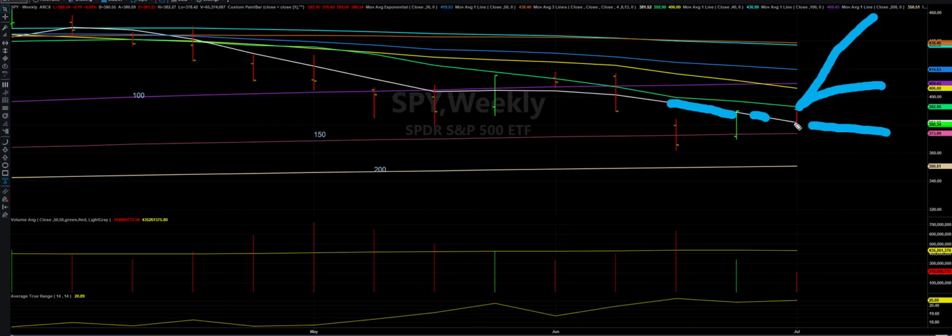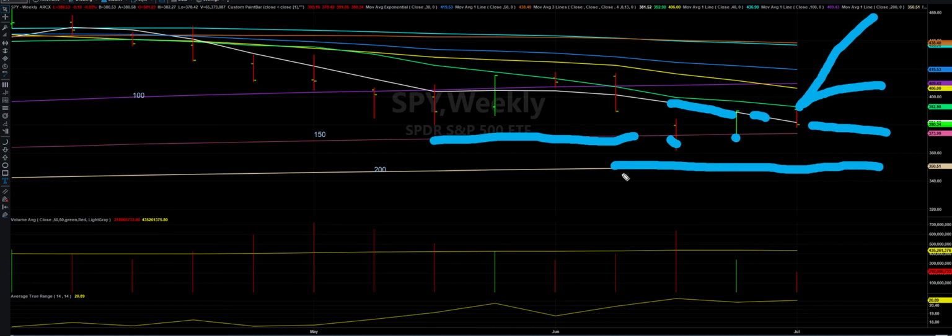If we can't get back above this downward trending 4-week moving average, something is wrong. If we break this 150-week moving average, well, that can be a problem. We broke it once, got below it for 2 weeks, and got back above it. If we keep trying to break below this and stay below it, well, the 200-week moving average might be next. All right, so we have to be careful.